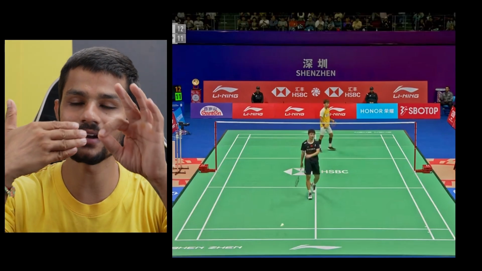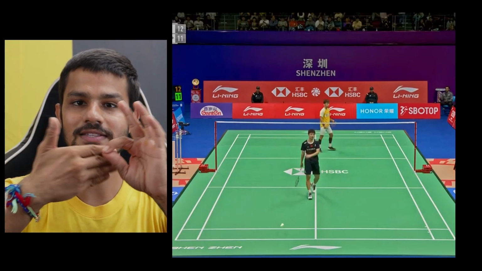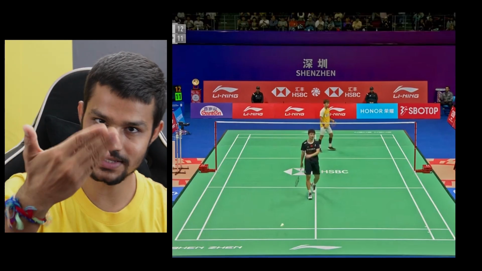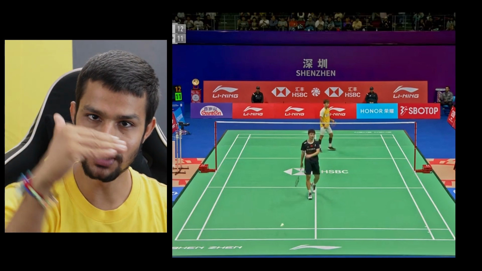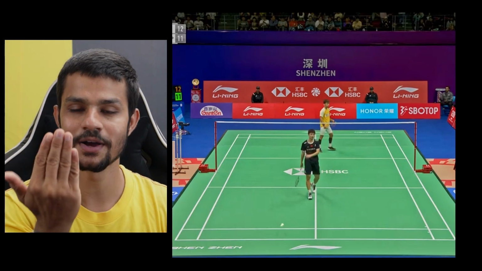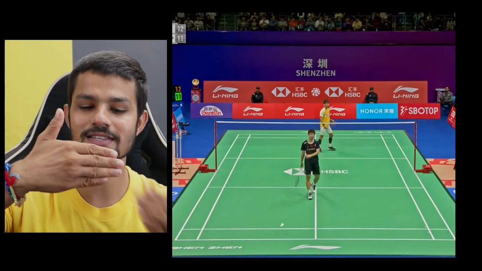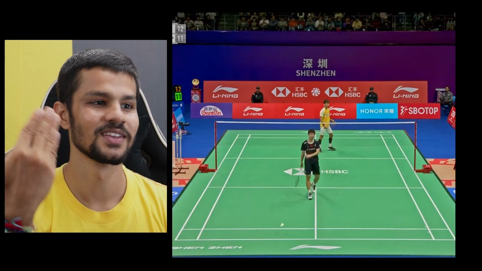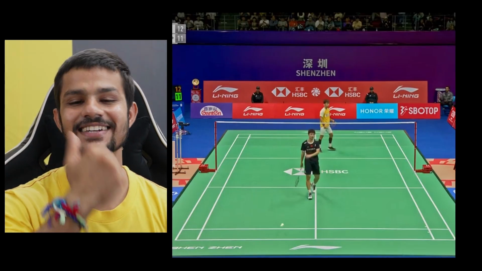But what you can do from there is, this is your racket head and this is the shuttle. You can do it like this, not a tap. This is a tap. This is a dribble, this is a tap. What brushing you do is, this is the racket head, you can do like this, you can do like this. And the more commendable thing is that Sen Lakshya defended that.